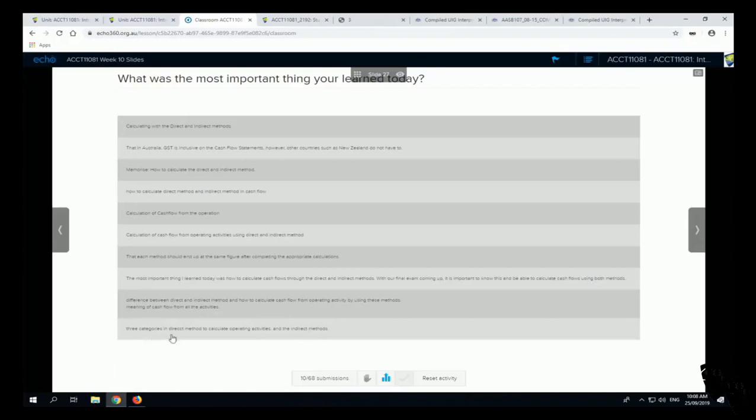Okay, the three categories in direct method to calculate operating activities and the indirect methods. Okay, so this statement's not quite correct. We looked at the three categories that cash flows are presented in. So the statement of cash flows presents three different activities: operating, investing and financing. Within that first activity, the operating activities, we looked at two different methods, which the standard AASB 107 allows us to calculate the cash flow. So how to calculate the cash flows from the first activity, the operating activities, we looked at the direct method and the indirect method. So two methods to calculate cash flows from operating activities.